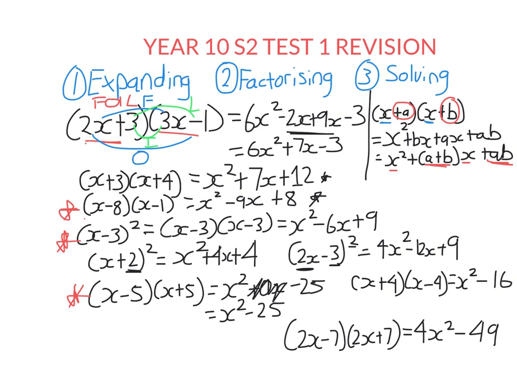If you used FOIL on this, you'd still get the same answer here. If you use FOIL on this, you'd still get the same answer here. It's just that FOIL takes a little longer. So if you don't understand these quick ways for monics, difference of two squares, or perfect squares, you can just use FOIL. All right, let's get on now to factorizing.